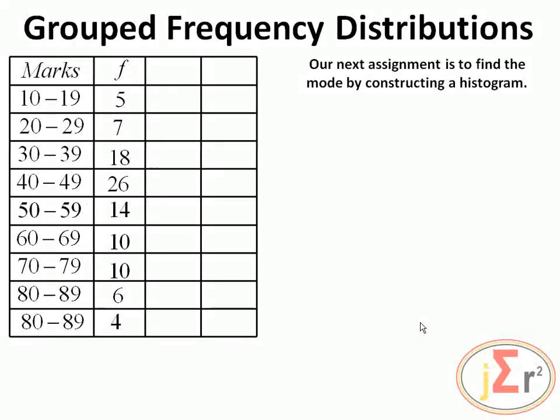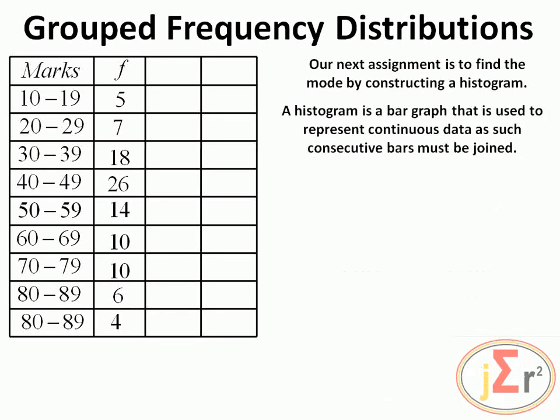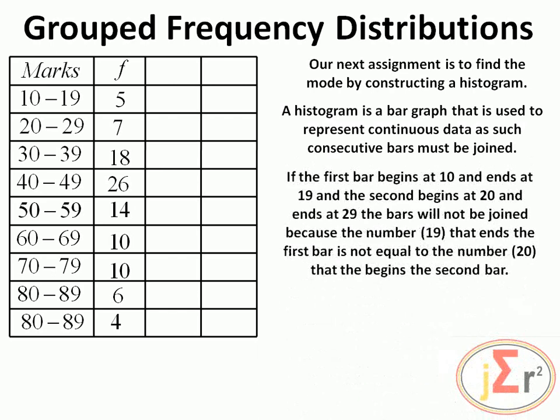Our next assignment is to find the mode by constructing a histogram. A histogram is a bar graph that is used to represent continuous data. As such, consecutive bars must be joined. If the first bar begins at 10 and ends at 19, and the second bar begins at 20 and ends at 29, the bars will not be joined, because the number 19 that ends the first bar is not equal to the number 20 that begins the second bar.